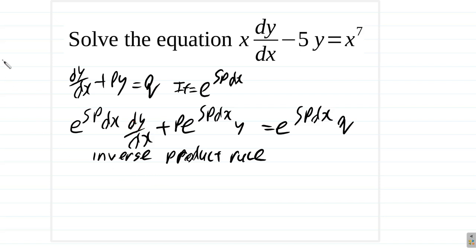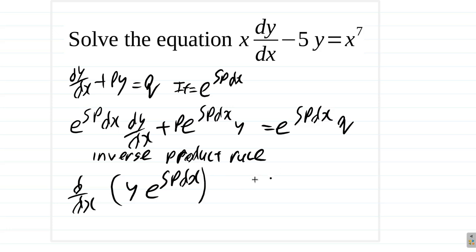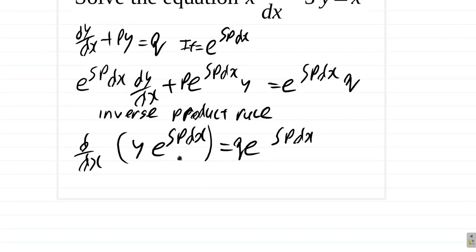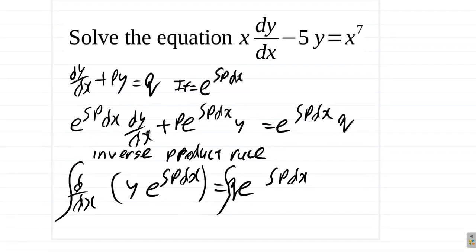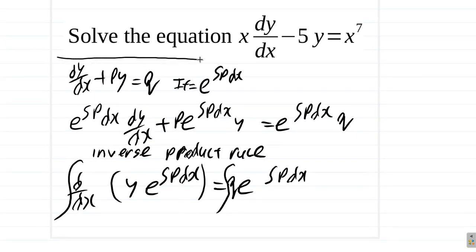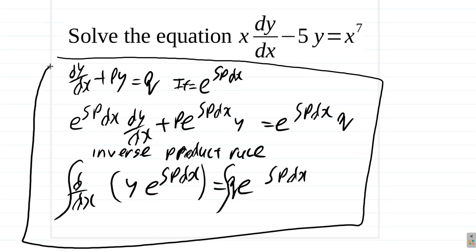And then you combine them. This was the d by dx of y e to the integral of p dx equal e to the integral of p dx times q, and then you integrate both sides with respect to x. So those are the general steps, just a reminder of the general steps that you would take, right?